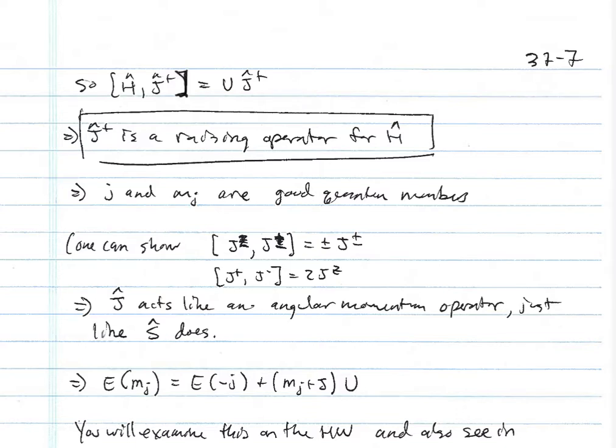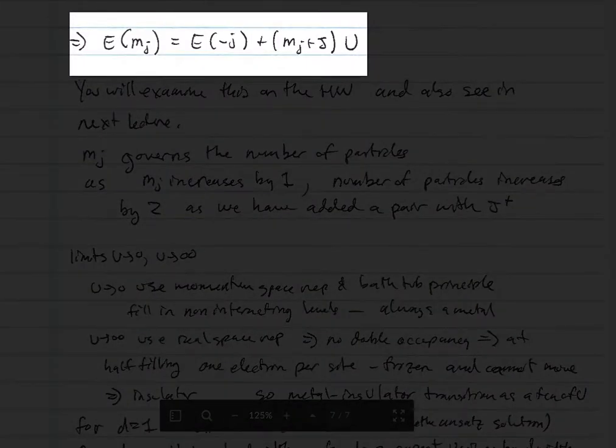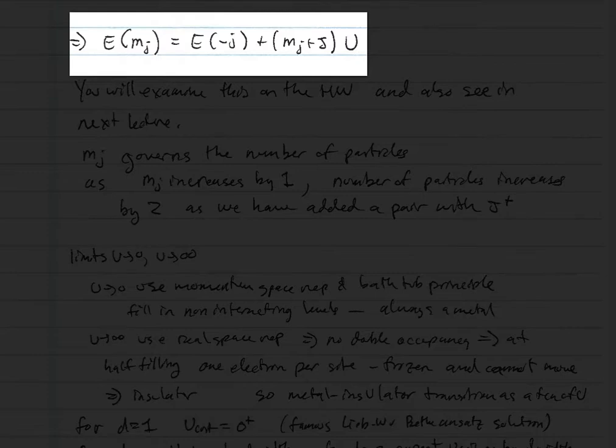Now the raising operator aspect tells us that the energy of a pseudospin m_j is given by the energy of the minimal pseudospin for that multiplet, which is given by minus j plus m_j, plus whatever the total j is, multiplied by U. Again, you're going to examine this on the homework, and you're also going to see how we apply this in the next lecture.